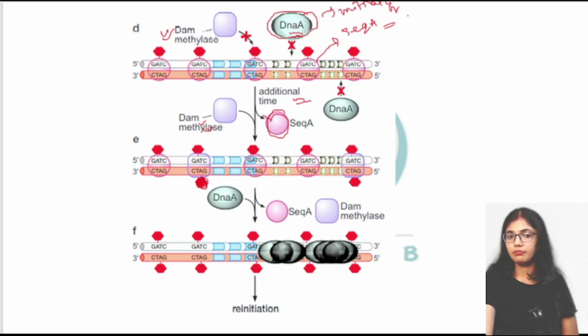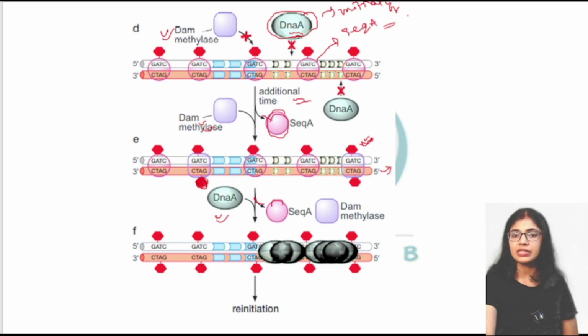Now this daughter strand is also ready for DNA replication. The initiator protein, which is known as DnaA, comes and binds with the elimination of the SeqA protein. Here we can see that the SeqA protein is removed, only one SeqA protein is removed. So methylation is taking place one by one.